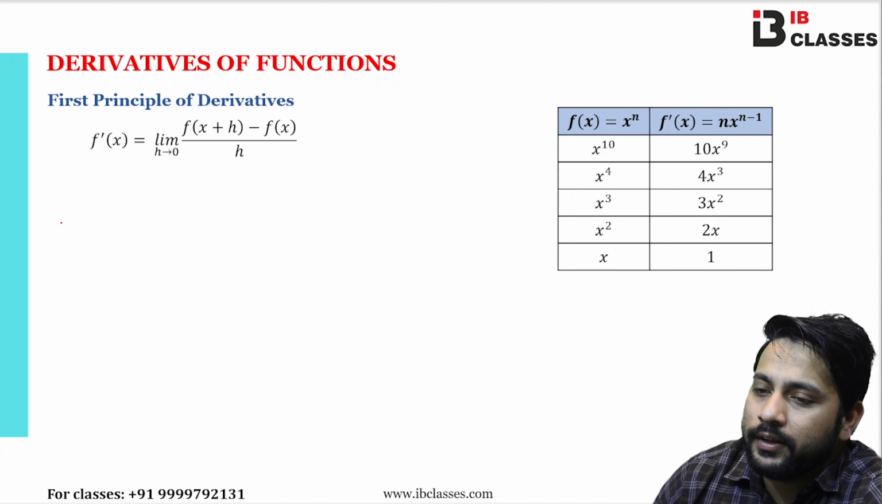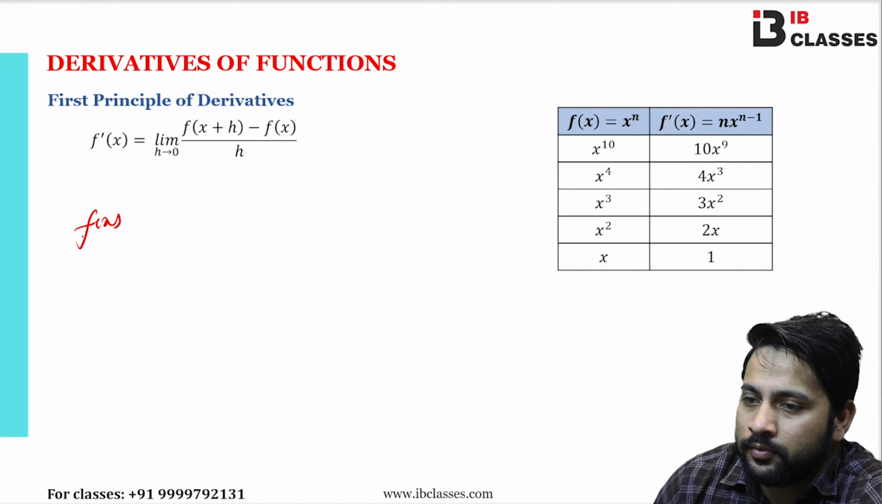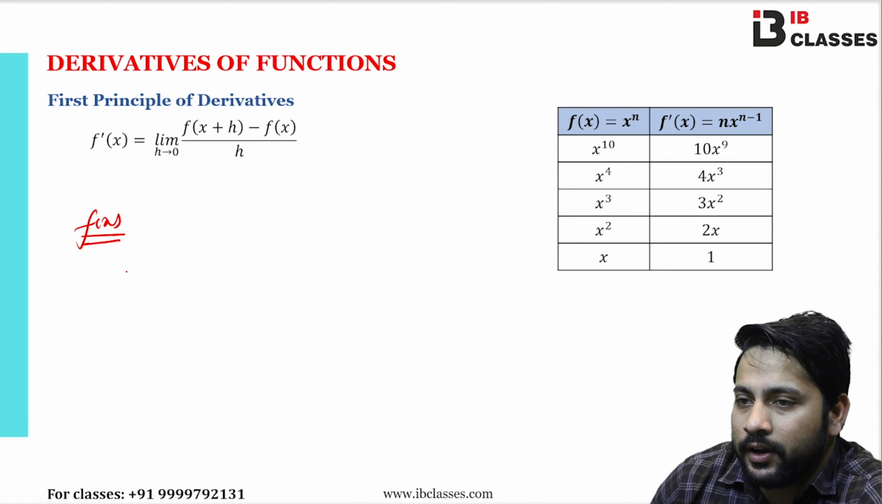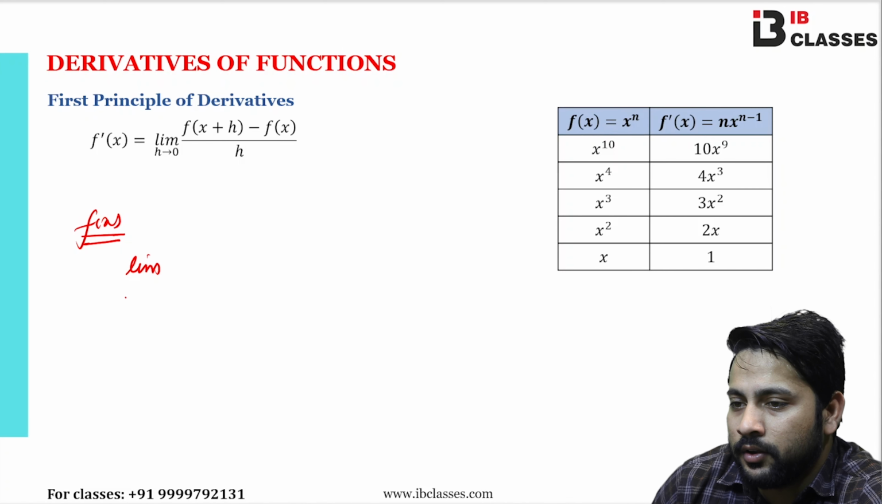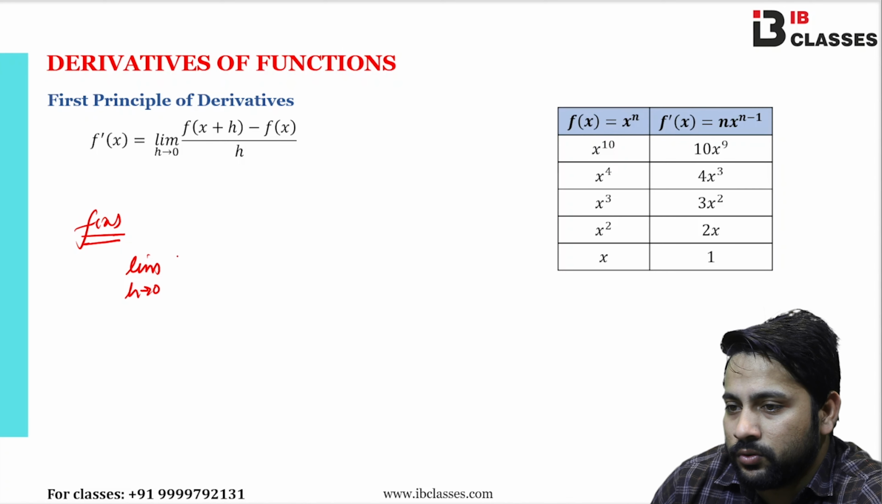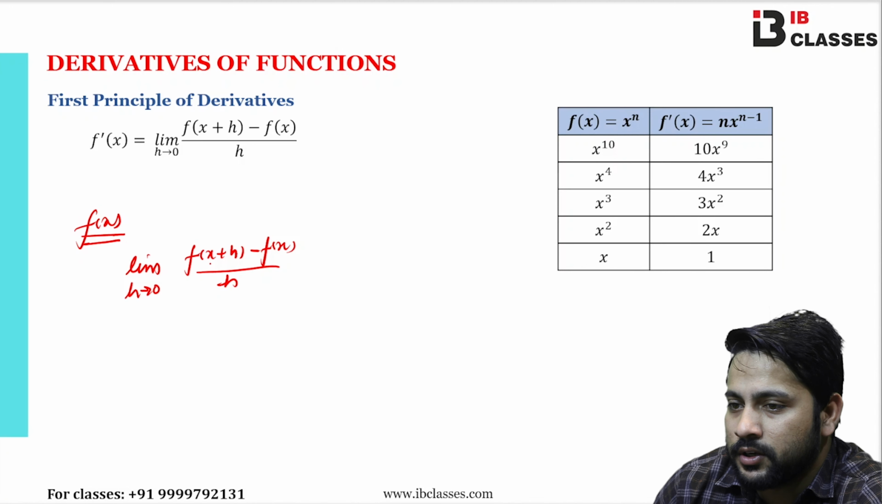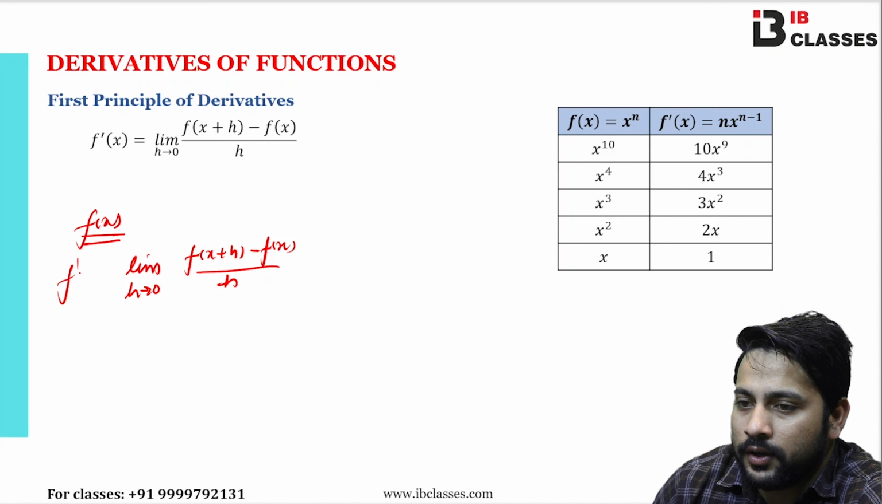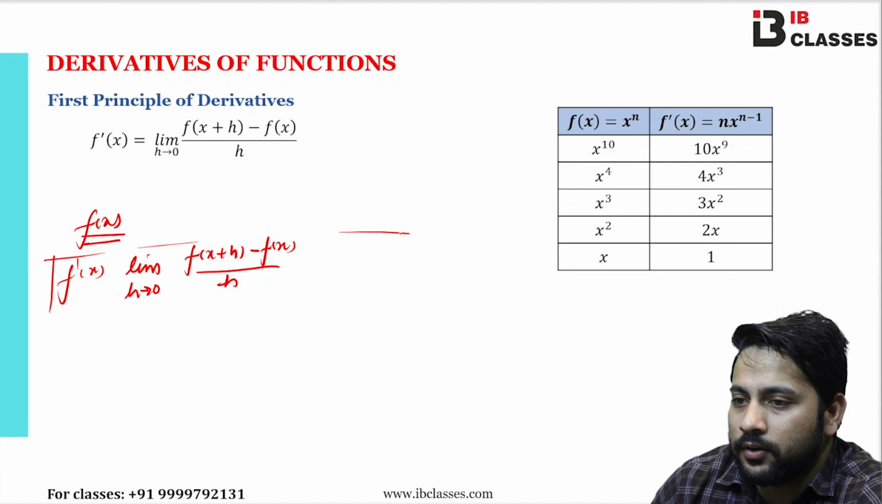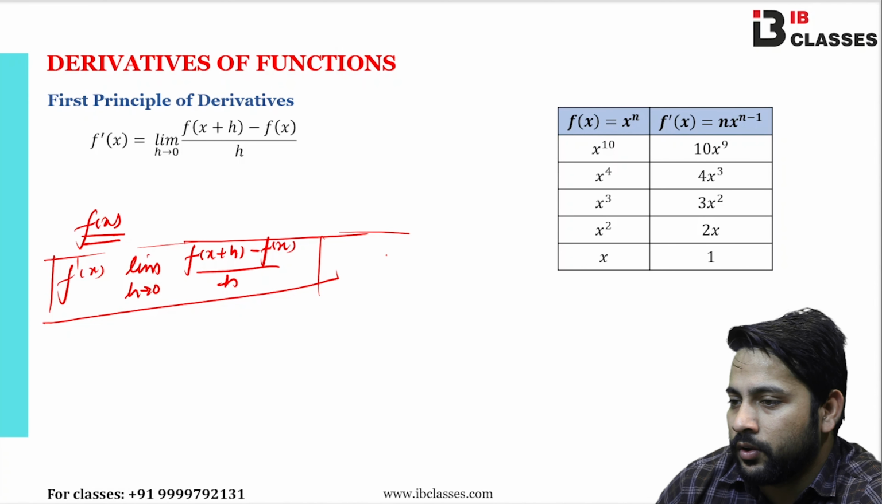So if we are given any function f(x), its derivative can be written as limit h tends to 0 of f(x plus h) minus f(x) over h, and this formula is known as our first principle of derivative.